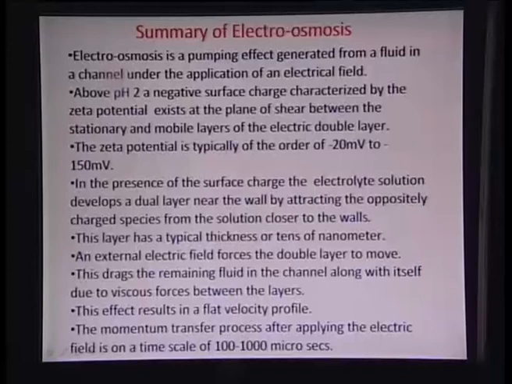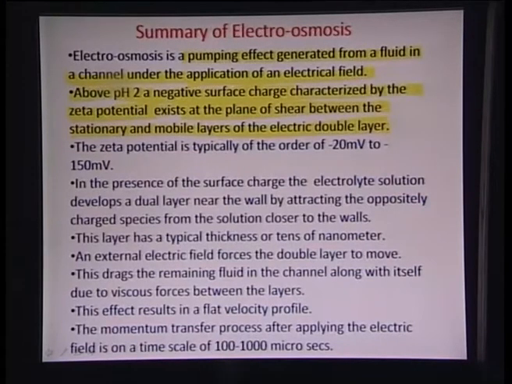So for electroosmosis, summarily we can say that it is a pumping effect which is generated from a fluid in a channel under application of an external electric field. As you take the pH of the contacting liquid phase over a surface to above 2, the surface immediately develops a negative charge, characterized by a zeta potential, and this exists at the plane of shear between the stationary and the mobile layers of the electric double layer that is formed.